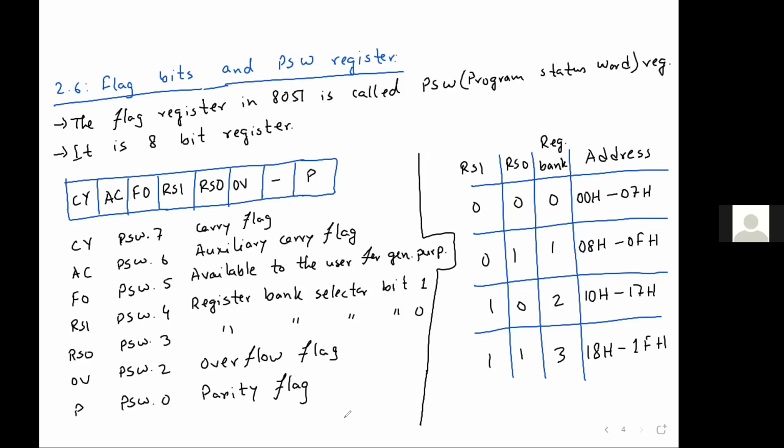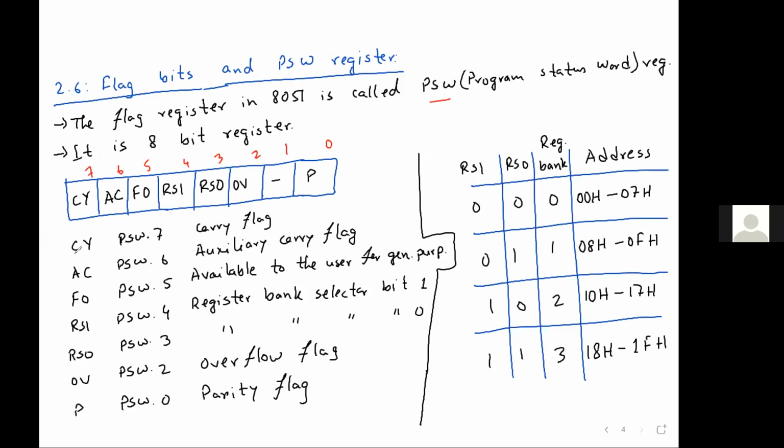Now let us discuss the flag bits and the PSW register. The flag register in 8051 is also called the PSW, that is program status word register. So if you see either flag register or PSW register, both mean the same thing. This is an 8-bit register, and this is how your 8 bits are distributed. Make sure you always remember that your bits always start with 0. Like this is bit number 0, 1, 2, 3, 4, 5, 6, and 7. So this is how your bits are numbered.